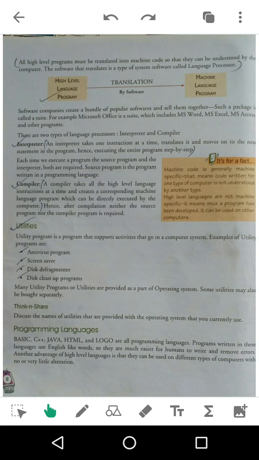So this is the advantage of high level language.